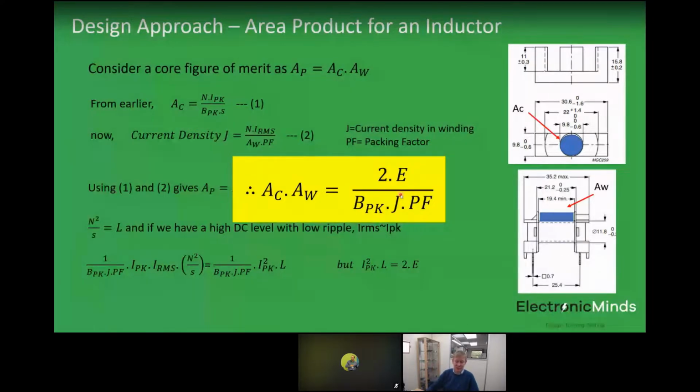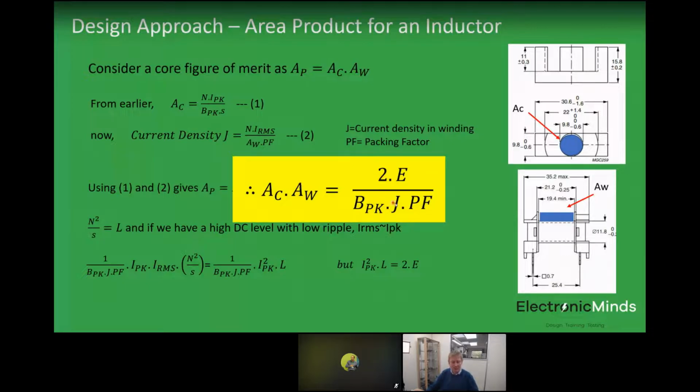So you can see here, if you are happy to run with a higher current density, J is bigger, which means the core area product is smaller. So if you're happy to run high current density, you can get away with a smaller core. Or if you can run a higher peak flux density, you can get away with a smaller core. If you can run a higher packing factor, so pack the windings more efficiently, you can get away with a smaller core.